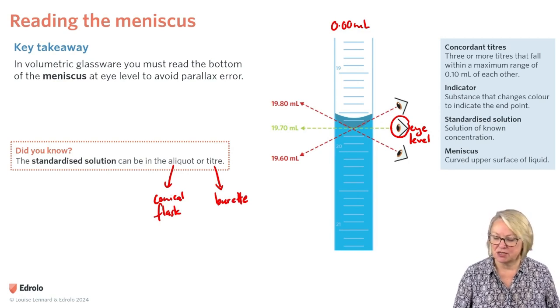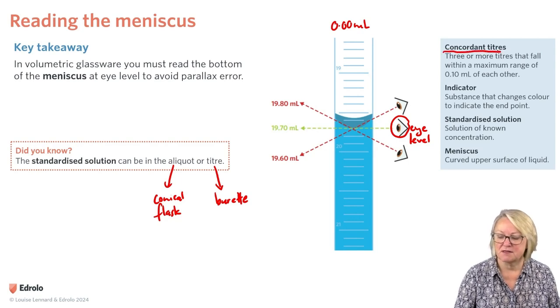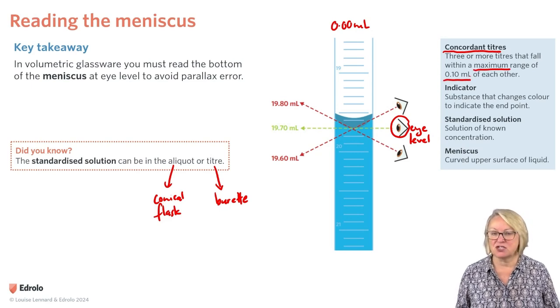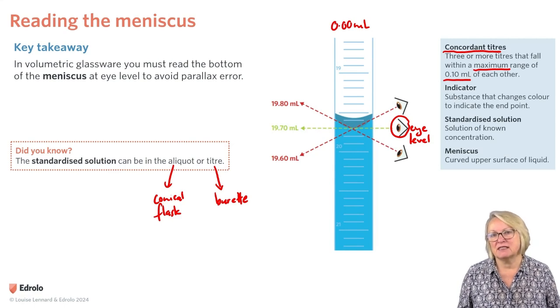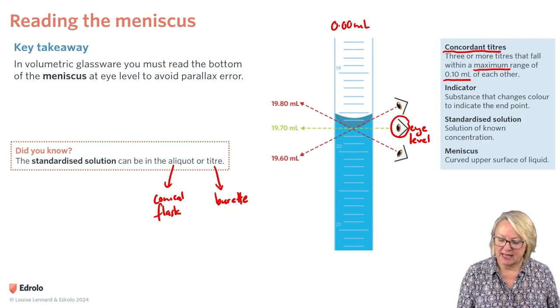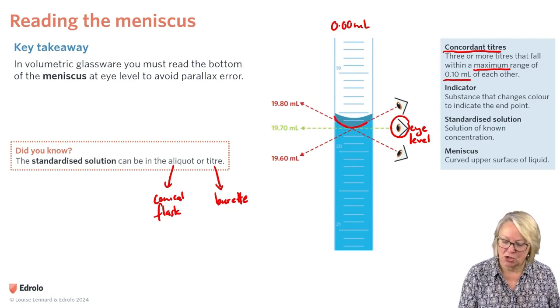In a titration, we want concordant titers. That means 3 or more titers that fall within the maximum range of 0.10 mL of each other. An indicator is sometimes used, and it's a substance that changes colour to indicate the endpoint. A standardised solution is a solution that has an accurately known concentration. And the meniscus is this curved sort of effect, and we read the bottom of the meniscus.